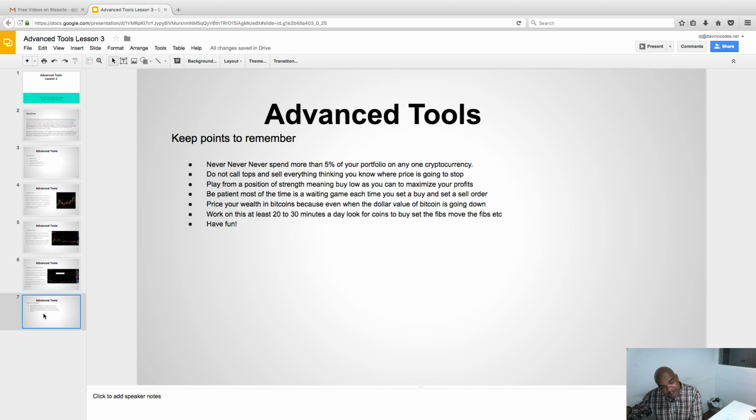Or you can bottom fish and see if you can get something at the bottom, where the last bottom was, and move on. Just keep doing that. Just keep looking, drawing your fibs, setting your buy orders. Every 20 minutes, go through a couple coins and find some.